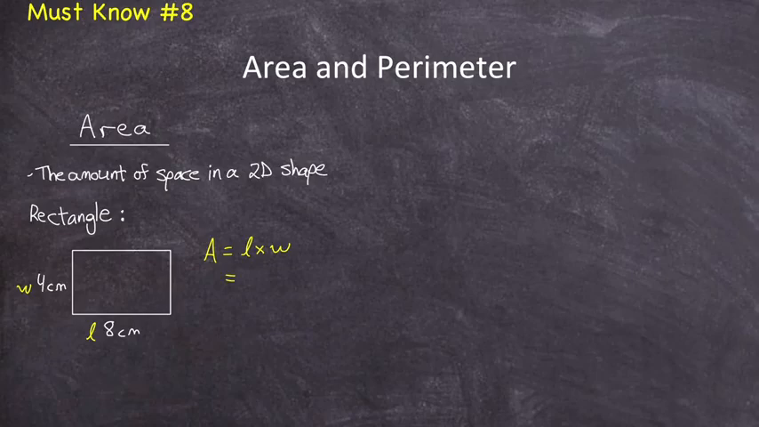So when I do length times width, I do 8 centimeters times 4 centimeters. 8 times 4 is 32. And because I have centimeters times centimeters, I end up with my units for the area being centimeters squared.